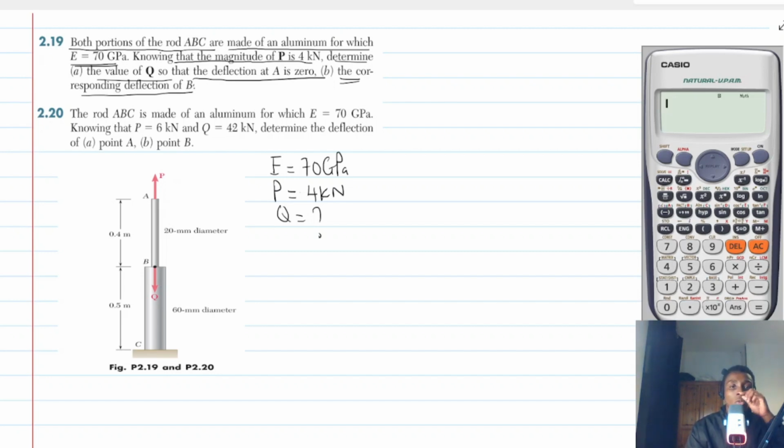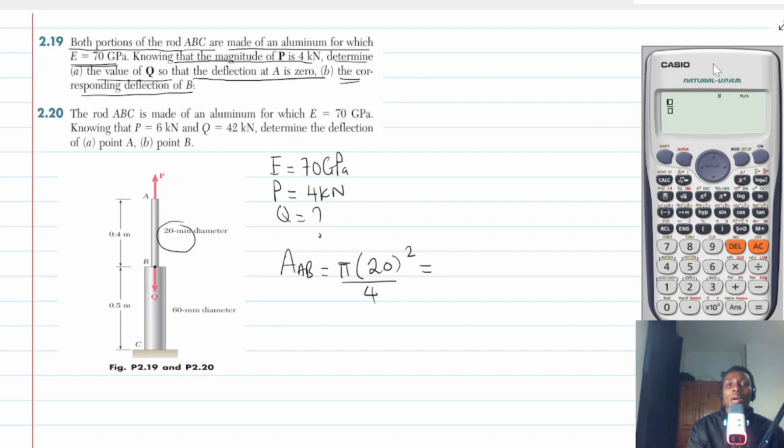Now the first thing we want to do here is to calculate the areas. Okay, so let's find the areas. So the area of AB, we know that the diameter is given as 20 mm. So this is what I'm talking about, the diameter of AB. Okay, so let's go ahead and find the area. So area of AB is pi times the diameter, which is 20 squared over 4. And this gives us what?